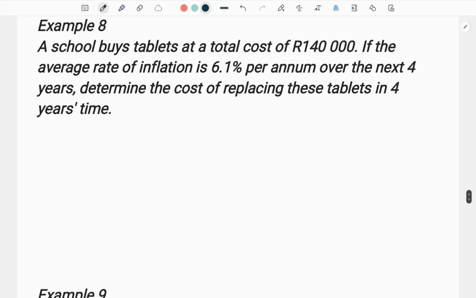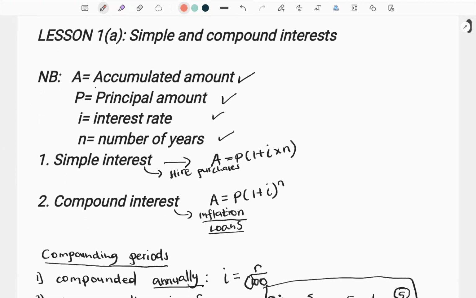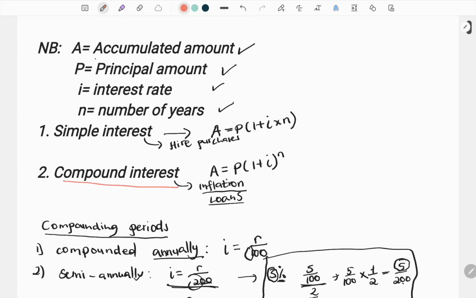Example 8. A school buys tablets at a total cost of 140,000. If the average rate of inflation, guys, remember I told you something about inflation. When you see the word inflation, it means you're going to use compound interest. Remember from my notes that you use compound interest when you see the word inflation, and simple interest when you see the word hire purchase.